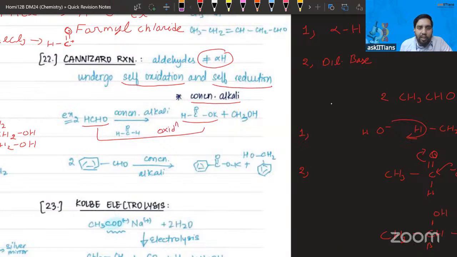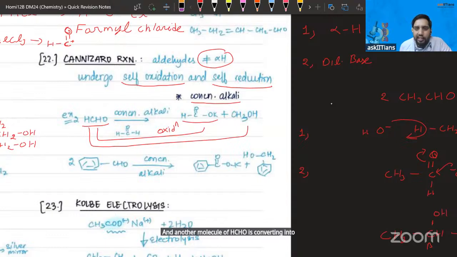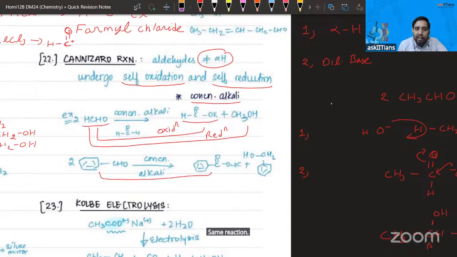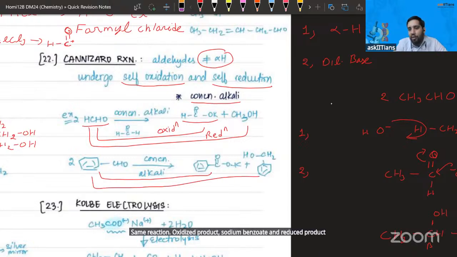And another molecule of HCHO is converting into alcohol, CH3OH. So this particular reaction is reduction. So both oxidation and reduction reactions are going to occur simultaneously. That's why this is known as disproportionation reaction. If we are having benzaldehyde, benzaldehyde also gives the same reaction: oxidized product, sodium benzoate, and reduced product, benzyl alcohol.